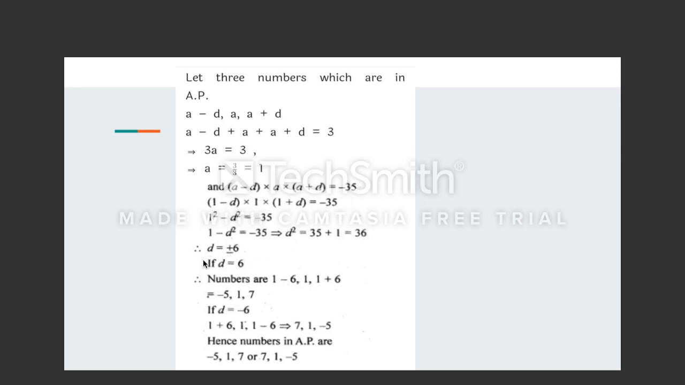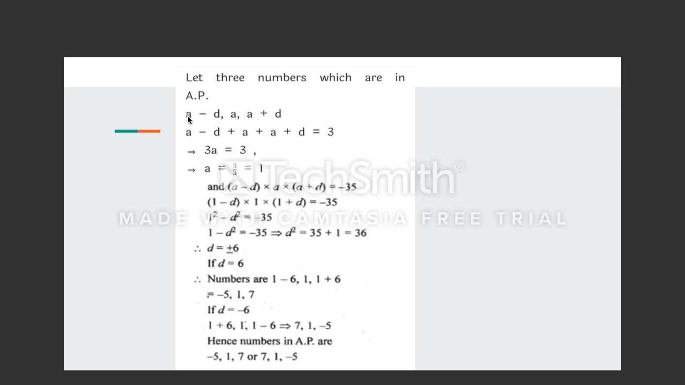And if there are two possibilities for D and A is only one, that means there are two ways we can have the three numbers. Firstly, take D as 6, A was 1. So the three terms become 1 minus 6, that is minus 5, 1 as it is the middle term, and the third term 1 plus 6. From where am I getting it? A minus D, A, A plus D. These were the numbers that we assumed.